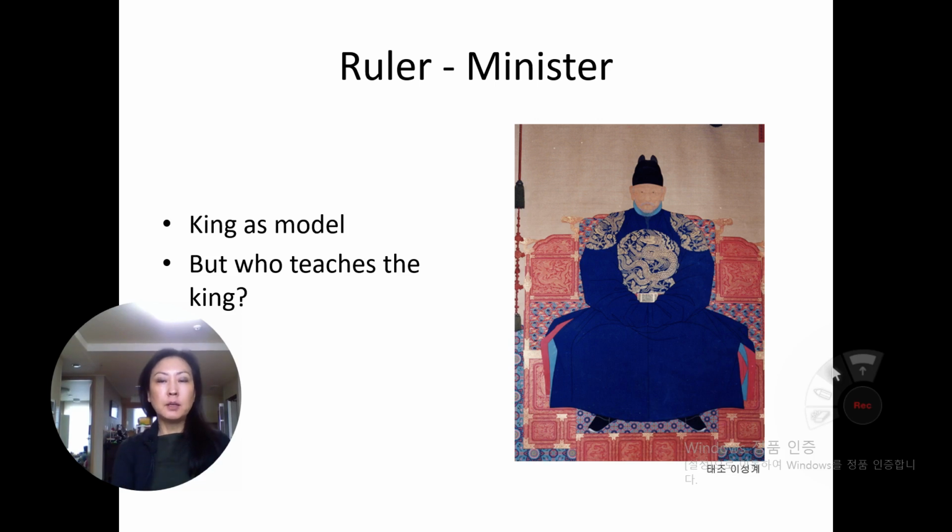All right. The relationship between the ruler and the minister. So going back to the beginning of the Choson dynasty and how the government was structured. Because we have the throne and we have the bureaucracy, the main relationship is between the king and his ministers. And the king, as I mentioned, is to be the ultimate Confucian moral model. But who teaches the king? Right? So the king is an example, but who teaches the king? Well, that is the responsibility of his officials.